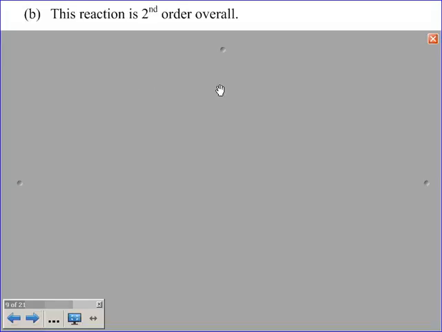B asks what's the overall order for this reaction, and it's second order because first order for boron trifluoride plus first order for ammonia gives us second order overall. And remember, this word is what gets you full credit.